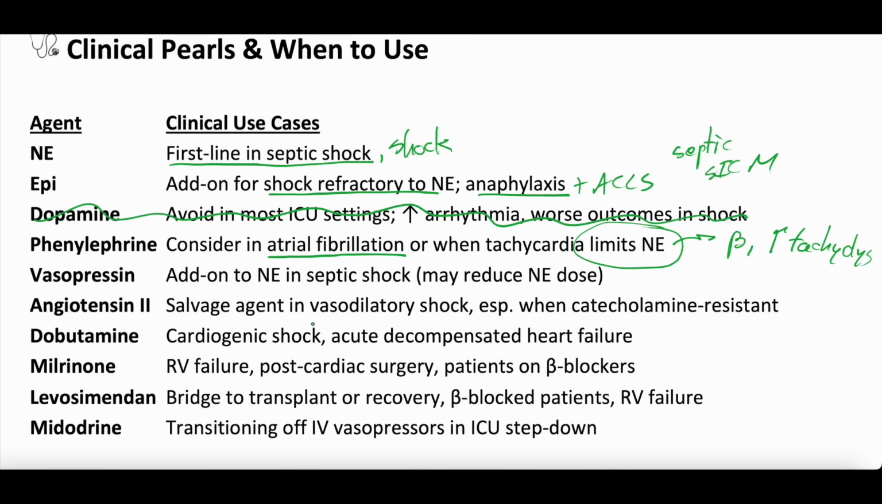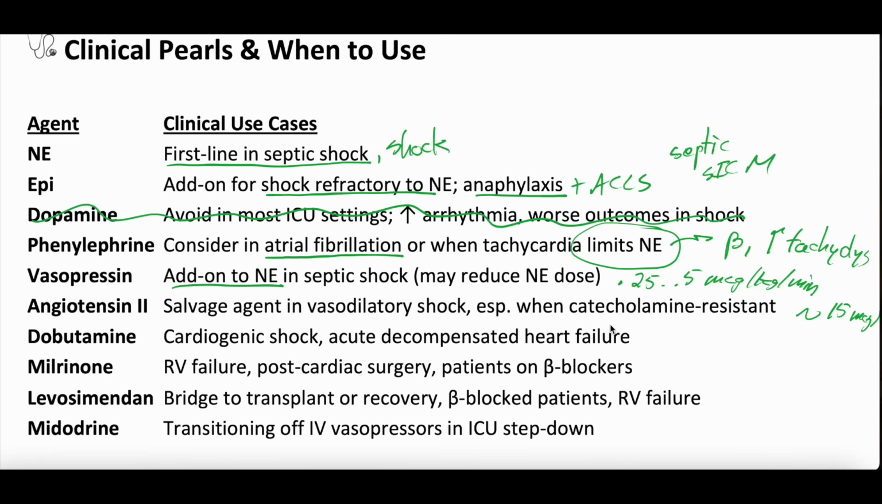Vasopressin is second line in septic shock, so usually add it on to norepinephrine when your norepinephrine is somewhere from 0.25 to 0.5 micrograms per kilogram per minute. We sometimes put it on a little lower, when you're at about 15 micrograms per minute, in our practice pattern. Angiotensin II is looked at as a salvage agent at this point for refractory vasoplegia. It's usually a third line or fourth line agent, when you have catecholamine-resistant vasoplegia.